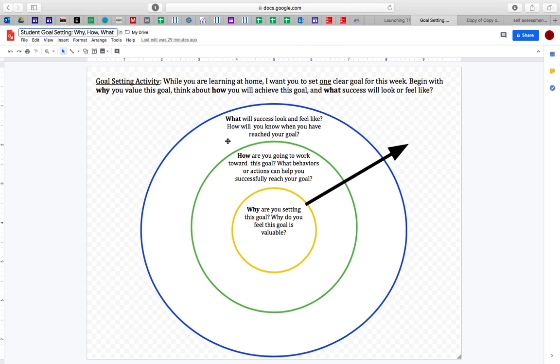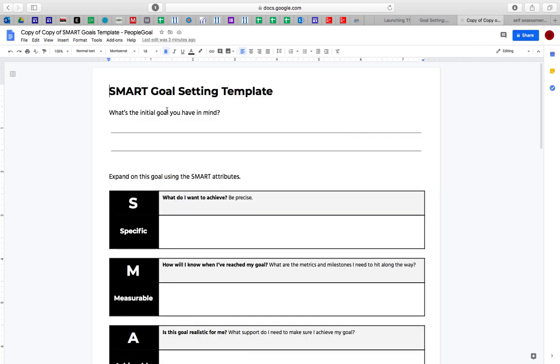It's really important, not just for K through 12 students, but for any human being, to imagine what success looks like and feels like, so that once they arrive at the moment where they have met their goal, they recognize that they've met it. Pretty simple template. This is probably going to be used in the elementary levels, maybe middle school. And of course, if you want to add extra layers to this, please do so.